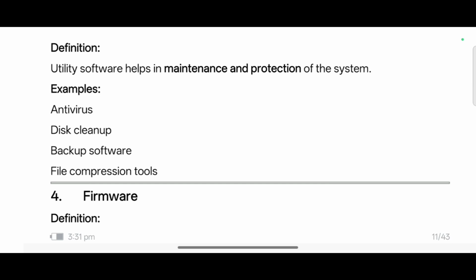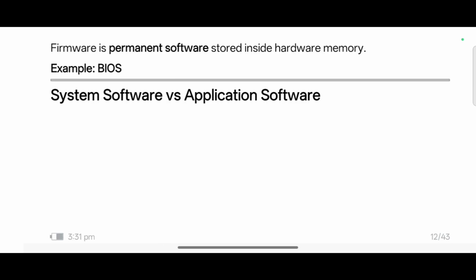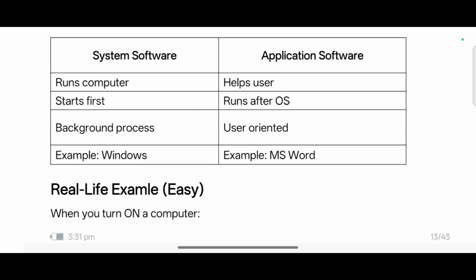The fourth one is firmware. Firmware is permanent software stored inside hardware memory. An example is BIOS. System software versus application software: the difference is that system software runs the computer. It starts first and works in the background. An example is Windows. Application software helps the user and runs after the operating system. It is user oriented. An example is Microsoft Word.